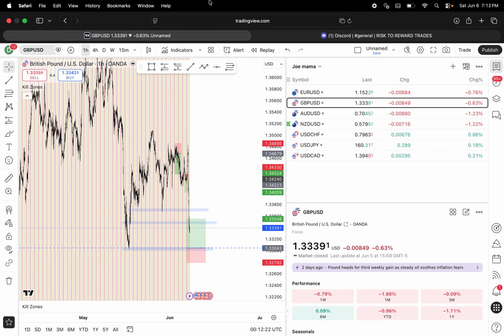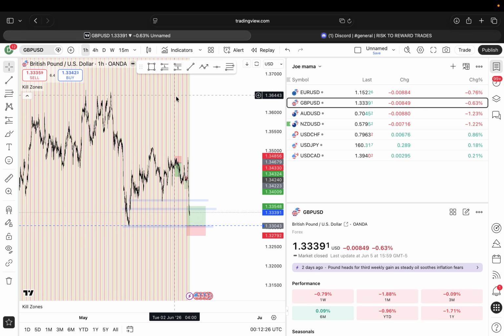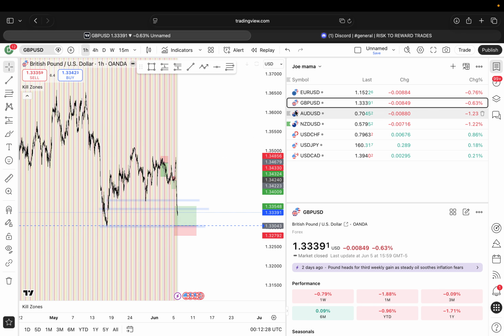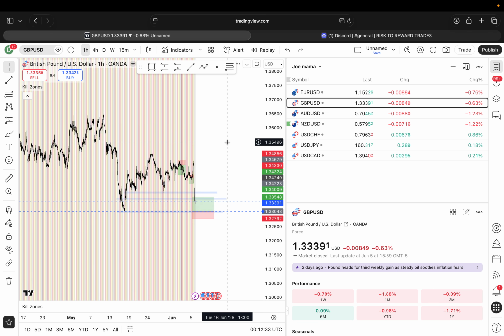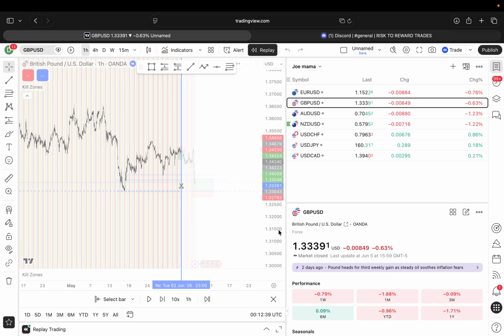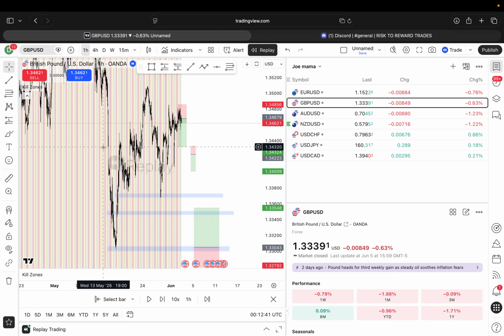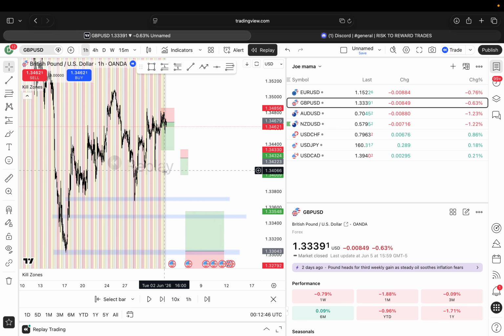Okay, it is Saturday, June the 6th, and I'm going to be explaining some of the trades that I took this week. Starting off with GBP USD. So, on GBP USD, this was on a, let's see, this was Tuesday, okay.